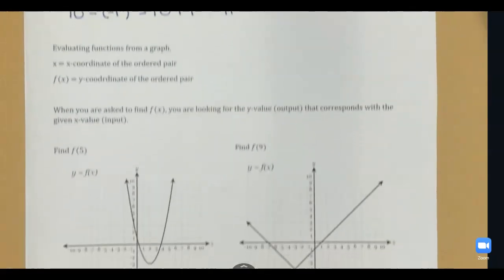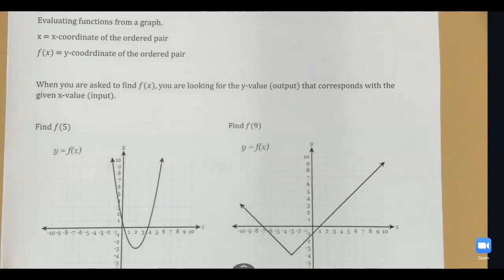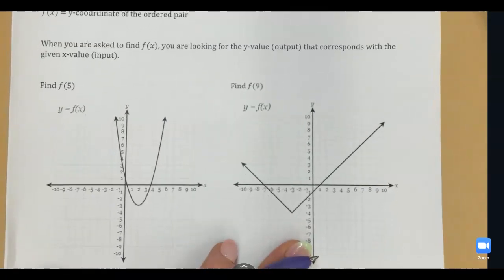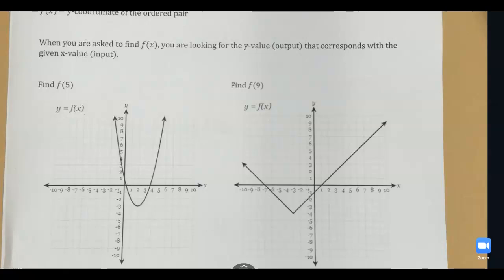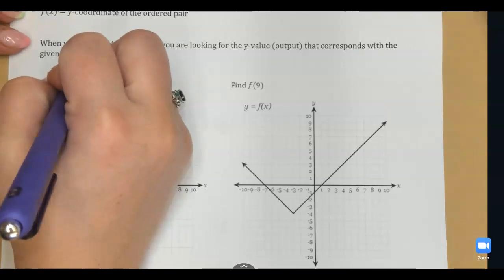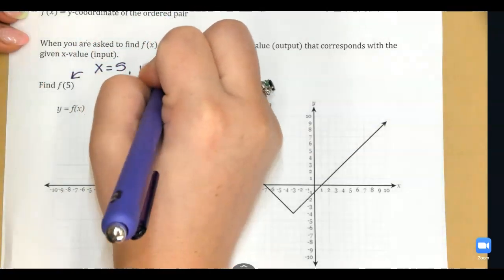Okay, the last thing we are going to do to wrap it up today is evaluating functions from graphs. So remember, x is the x-coordinate of your ordered pair. F of x is going to be the y-coordinate of your ordered pair. So again, we are going to first be focusing on, are we looking for the input or are we looking for the output? So if you're asked to find f of x, you're looking for the y value that corresponds with your given input. So for this first one, find f of 5. So that means when x equals 5, what is y?